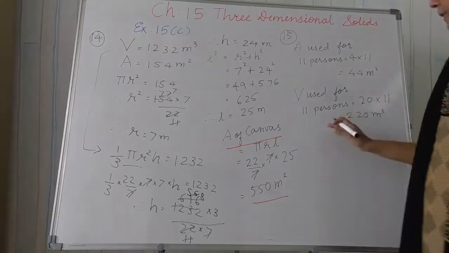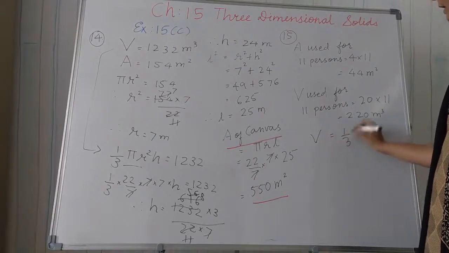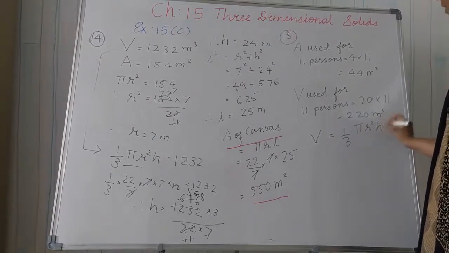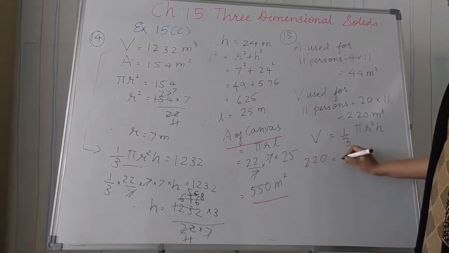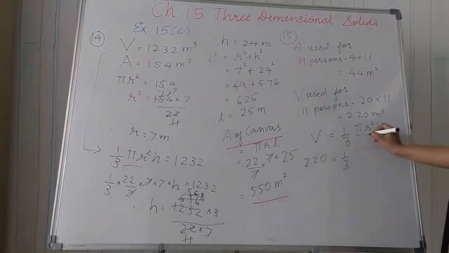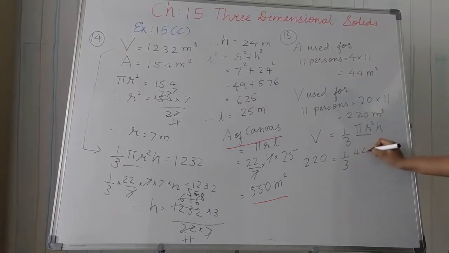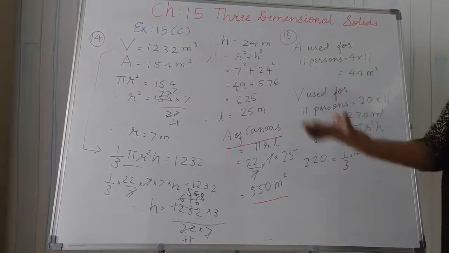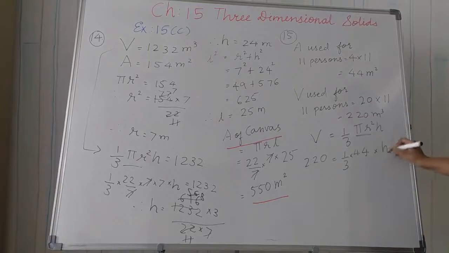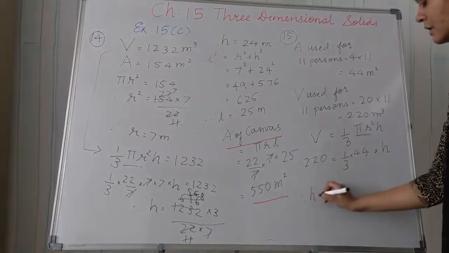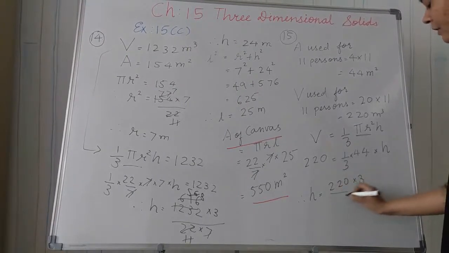For that we use our volume formula, which is equal to 1 by 3 pi r square h. Right? And this is the total volume we found here. Also students, this pi r square is this only 44. So I can substitute 44 here directly. Why? Because this is the base area and the base is the circular shape. So it is pi r square. And h we need to find out here. So I make h the subject: 220 into 3 divided by 44.